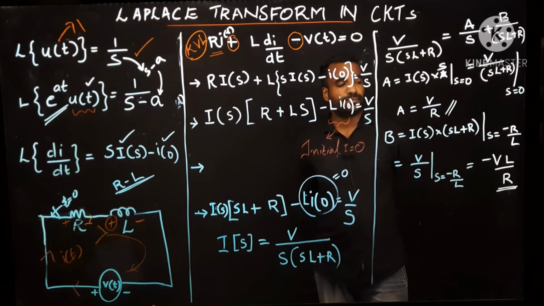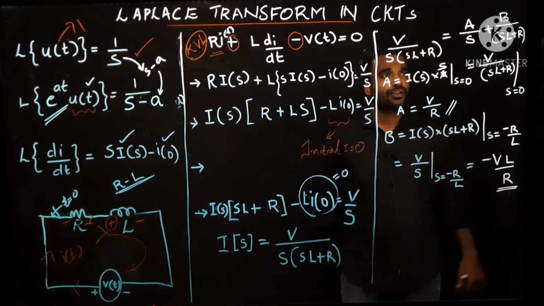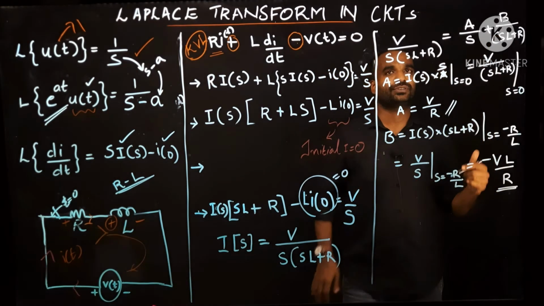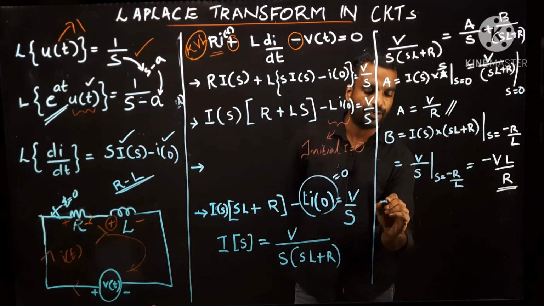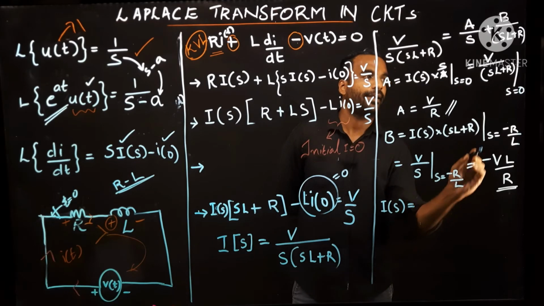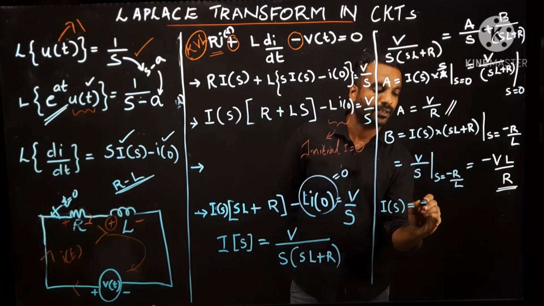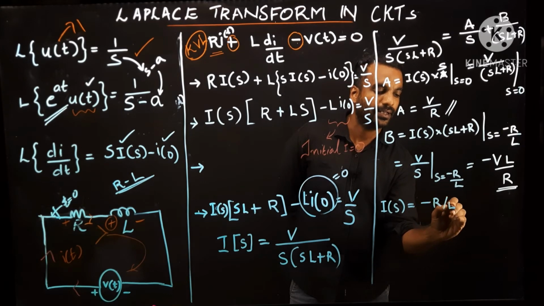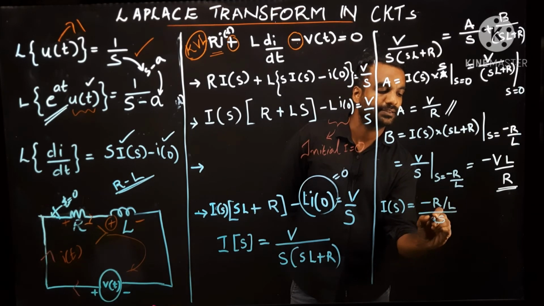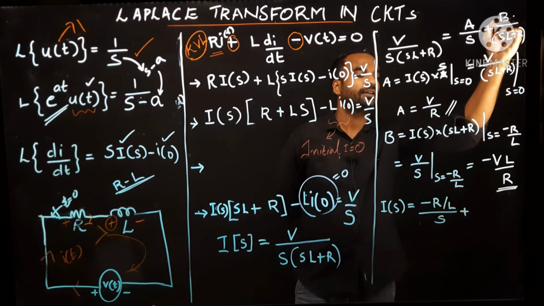Minus V into L by R. Now put this A and B in the original equation. So I of S is equal to A. What is A? Minus R by L, minus R by L by S plus, next one, B.